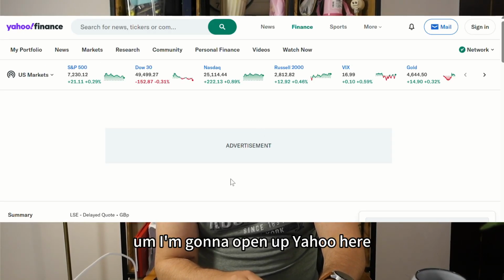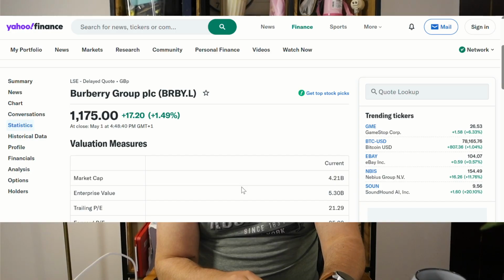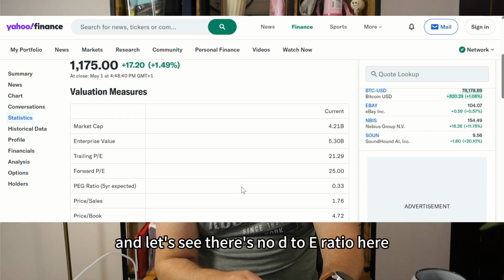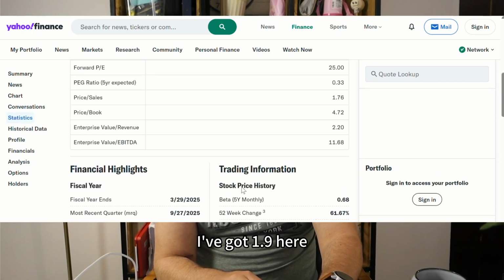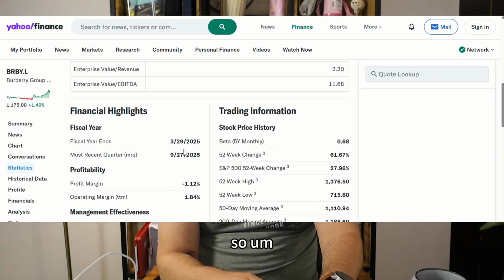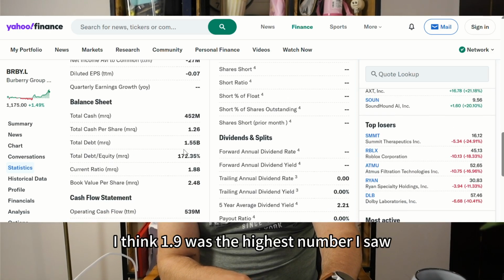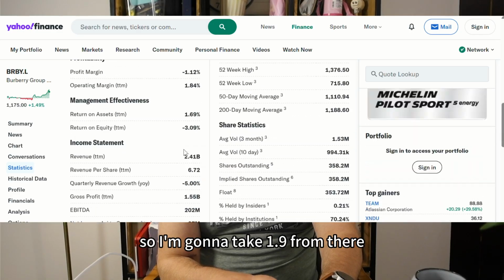I'm going to open up Yahoo here. On the LSE, there's no D to E ratio here. I've got 1.9 here, though I think 1.9 was the highest number I saw, so I'm going to take 1.9 from there.